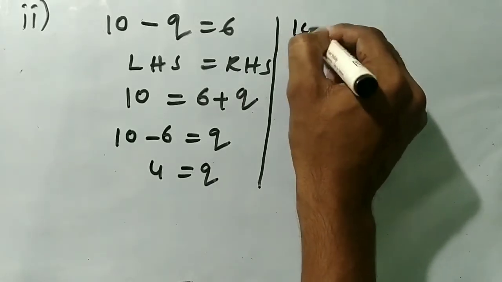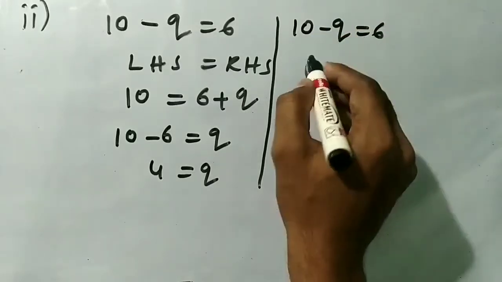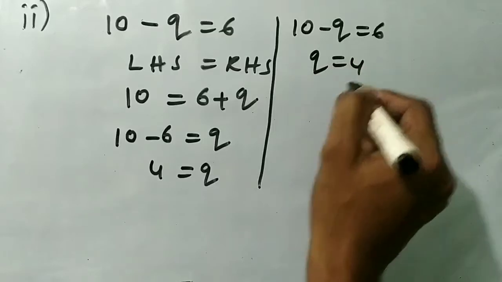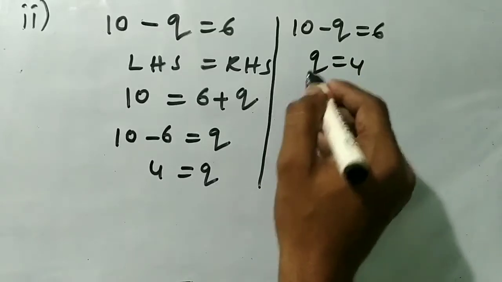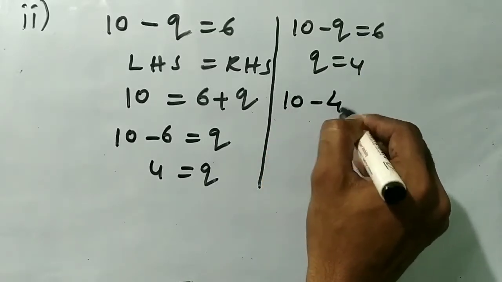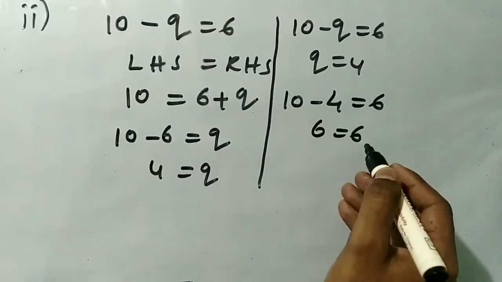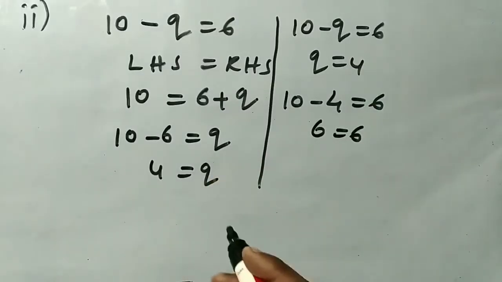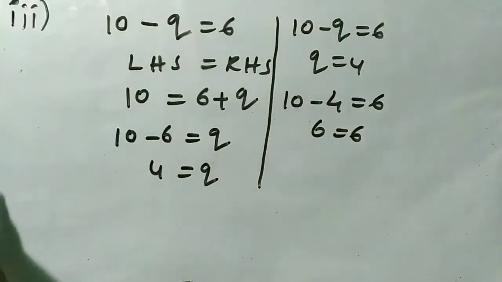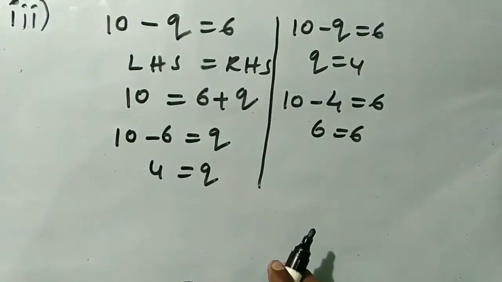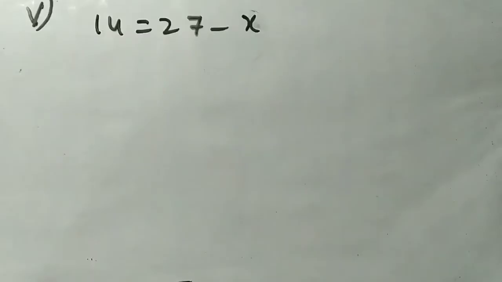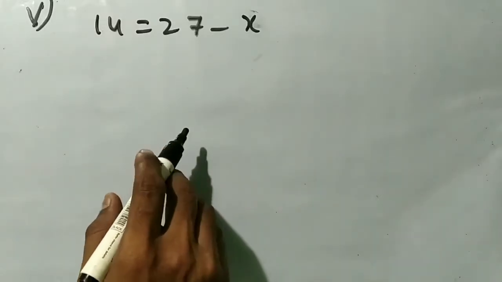So let's take 10 minus q is equal to 6 and q is equal to 4. Substitute the value 4 where the q is. 10 minus 4 is equal to 6, which is equal to 6. Let's take another one. This was the third one. The fourth one is similar to the second one. The fifth one is not similar. So this is the fifth one.